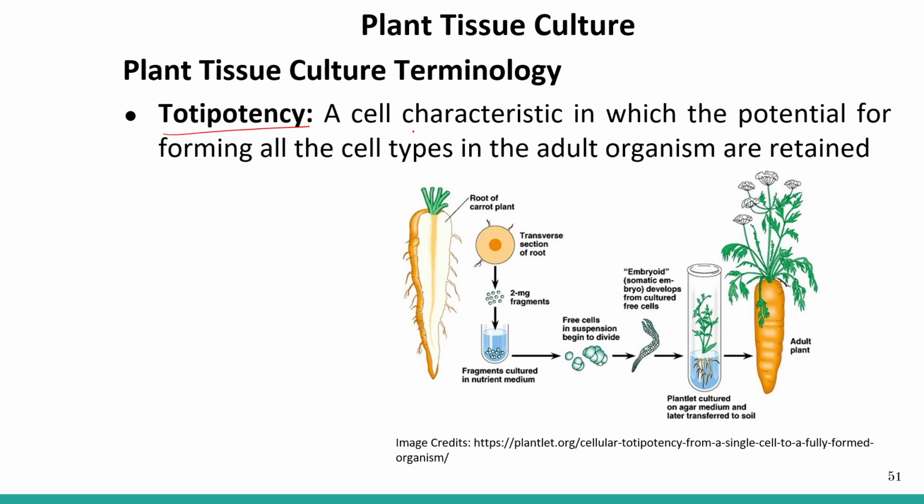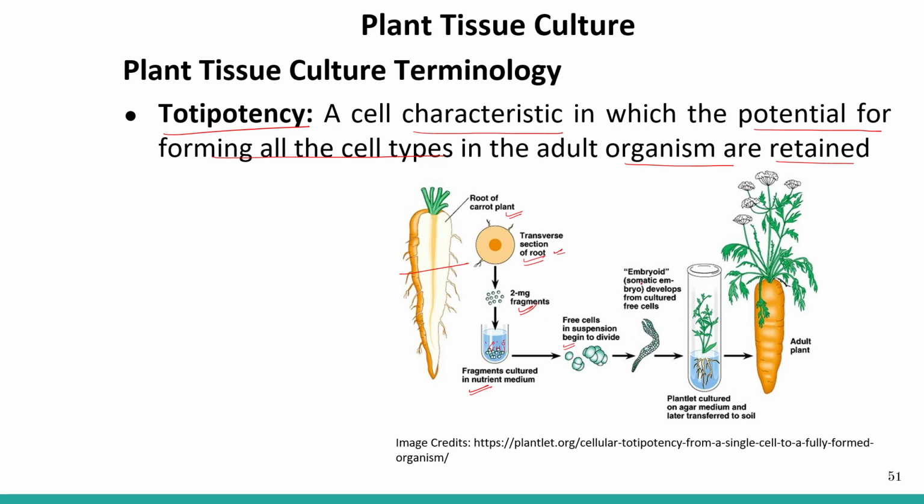Totipotency: a cell characteristic in which the potential for forming all the cell types in the adult organism is retained, right? The root of a carrot plant is taken, and you can see the transverse section cut from here. We can take fragments of this root part and culture them in a nutrient medium. Free cells in a suspension begin to divide. So in this suspension, the cells from this tissue begin to divide.